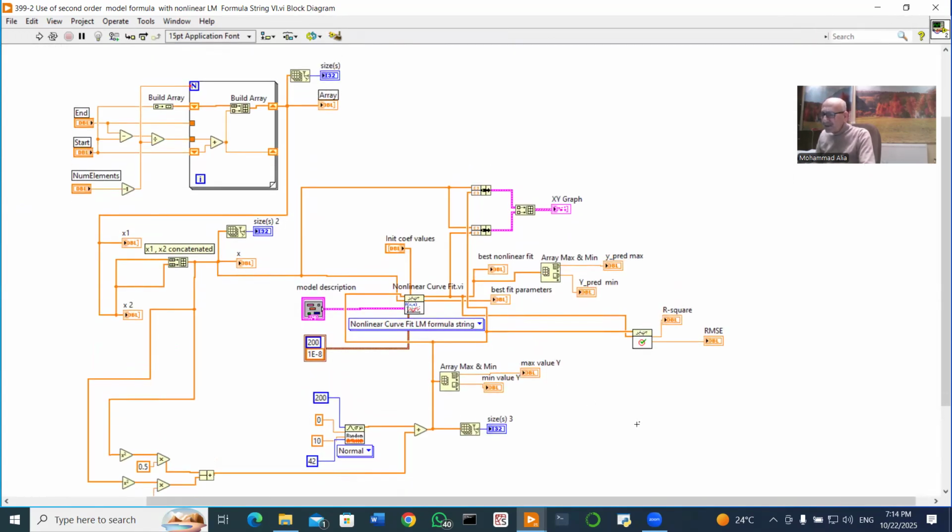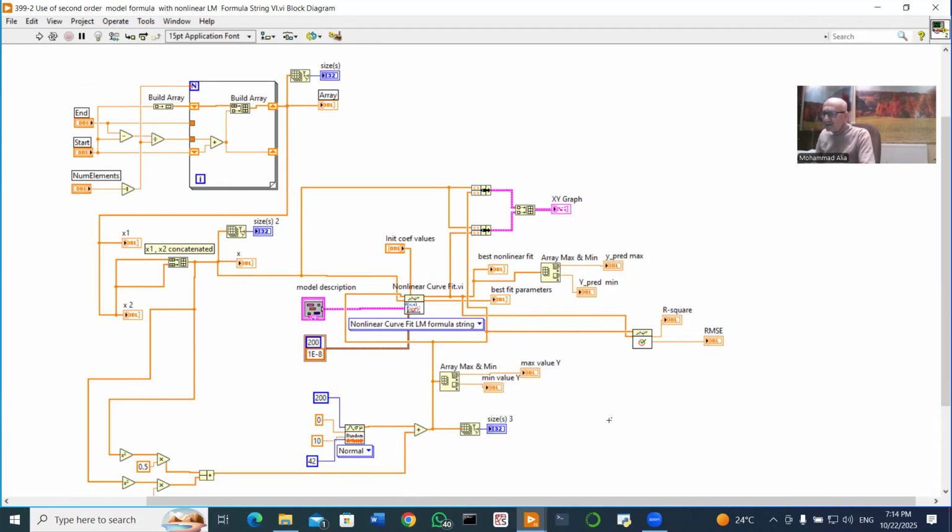Principally, we shall see that we have the same structure. So this is the same function, the nonlinear curve fit VI. I have an input Y here. Here we have input X. Here we have the formula which will fit the data set. Here we have the input with the initial values which we suggest.